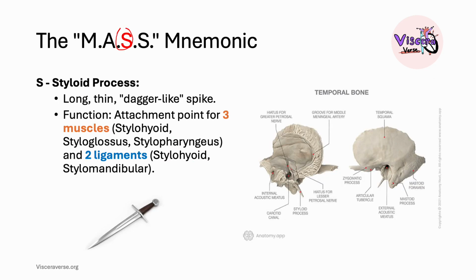The first S in our M.A.S.S. mnemonic stands for styloid process. The styloid process is a long, thin, dagger-like spike, and I put this picture here to help you remember that. The styloid process looks like a dagger. It's very tiny and it's important in terms of attachment for three muscles, including the stylohyoid, the styloglossus, and the stylopharyngeus.